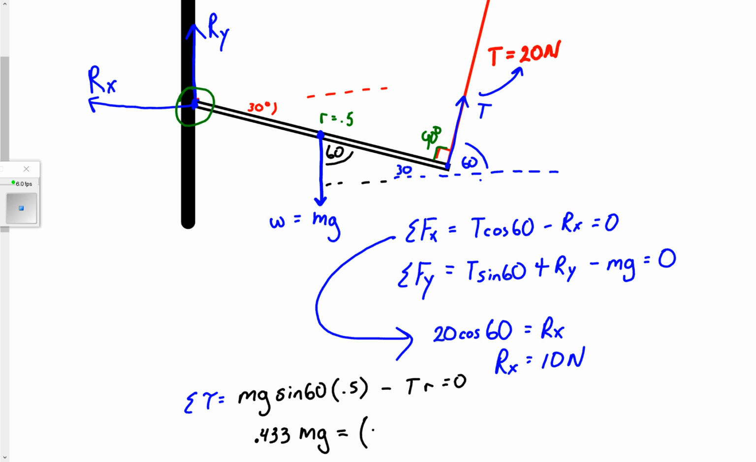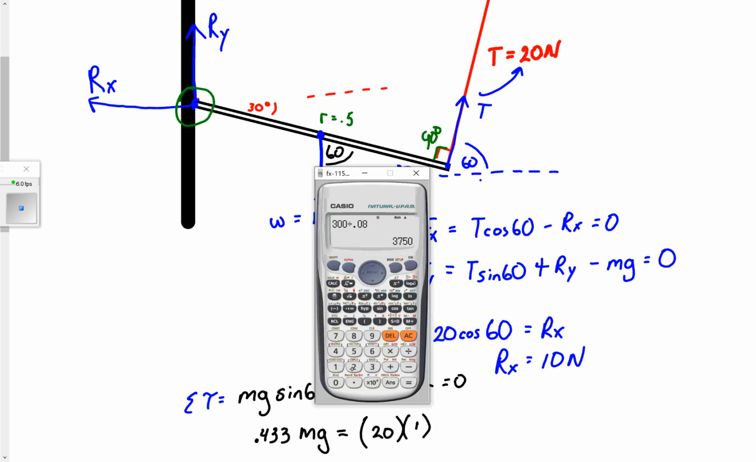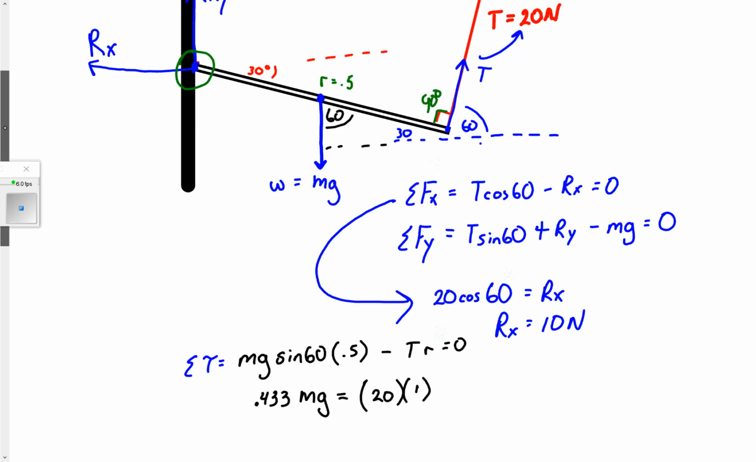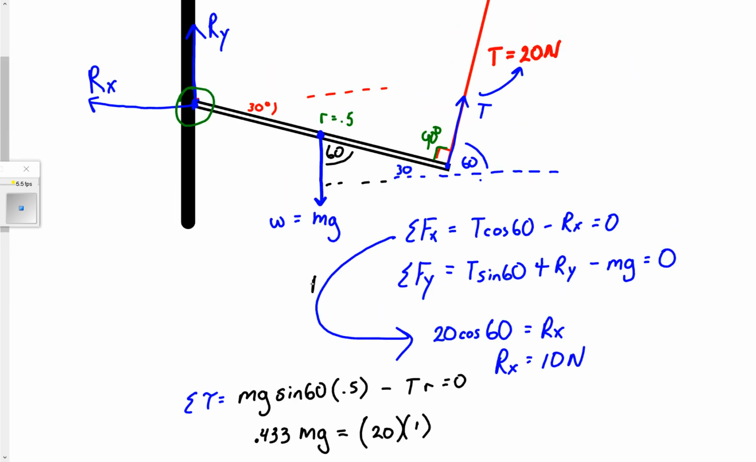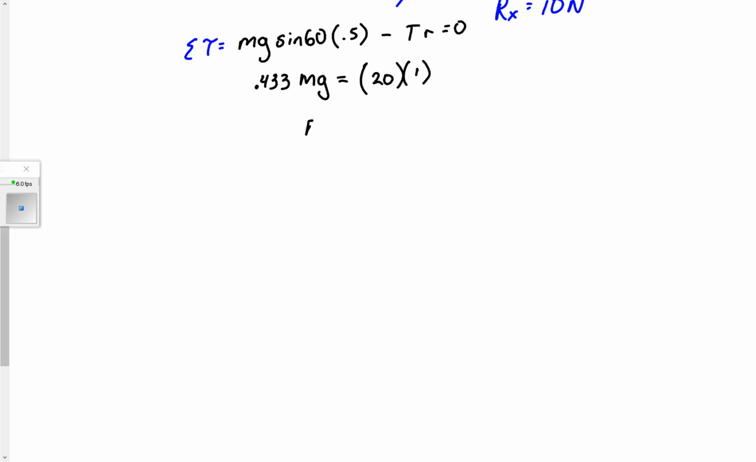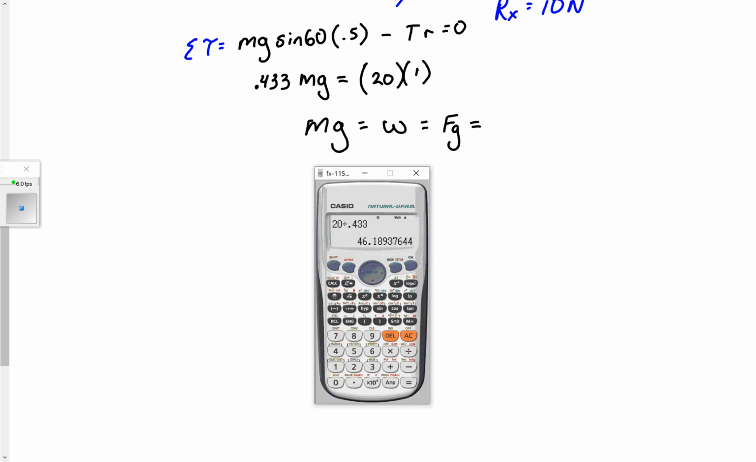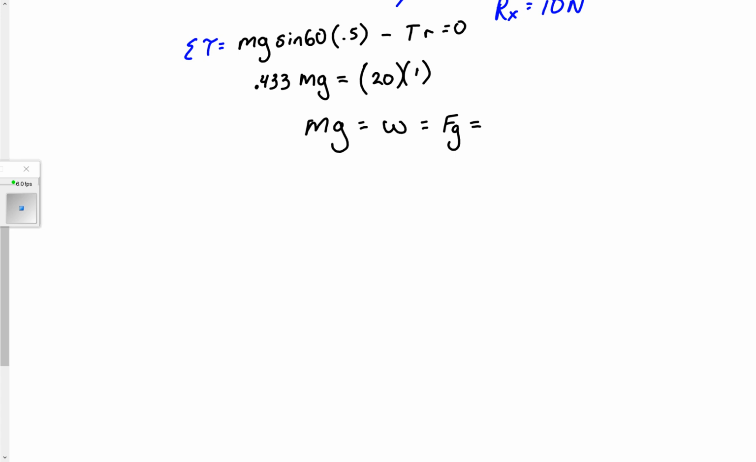And we know that T in my case is 20. R is equal to the whole length of the rod. So 20. So this one's going to be great. 20 divided by 0.433. And we got 46.1 newtons. So the mg, wow, my screen just went totally crazy. So my mg, thus my weight, or my force gravity, whatever your teacher wants, we just said is what? 46.2.